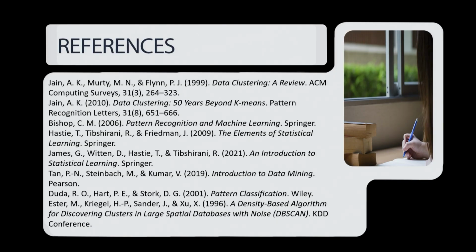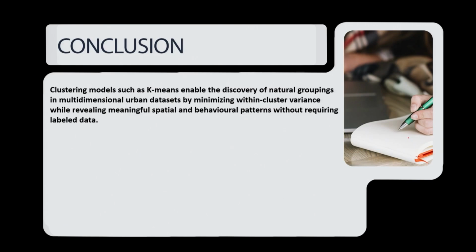So these are some of the references that we have used. And to conclude, clustering models such as K-means enable the discovery of natural groupings in multidimensional urban datasets by minimizing within-cluster variance while revealing meaningful spatial and behavioral patterns without requiring labeled data. Thank you.